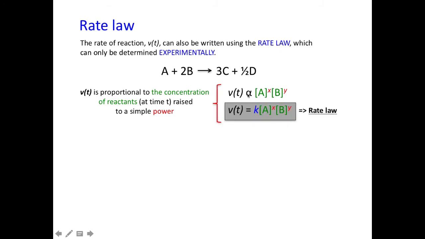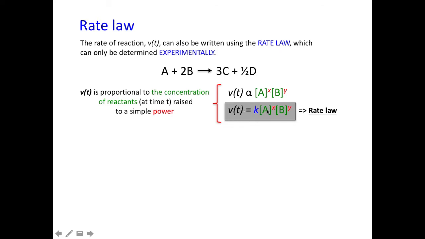Now if we add a proportionality constant here, k, we can add an equal sign. Now the reaction rate is given by this rate constant multiplied by the concentration of reagents to the power of x and to the power of y. So this expression here is the so-called rate law. It's a very important expression because it allows you to know what the reaction rate is at different times.